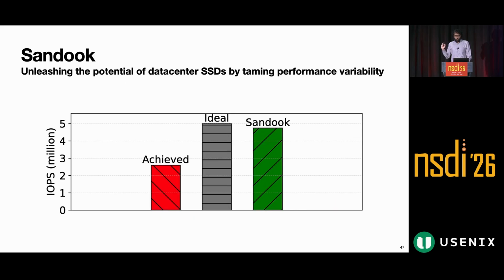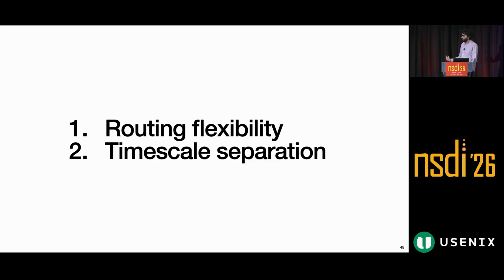In order to address this, I'll present our work in a system called Sandook, which unleashes the potential of data center SSDs by taming performance variability. And we do this through two key design ideas. The first one being routing flexibility, and the second one being timescale separation.